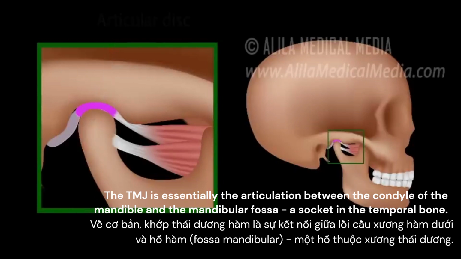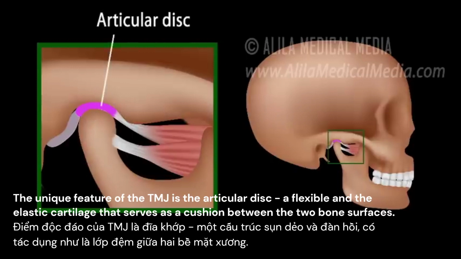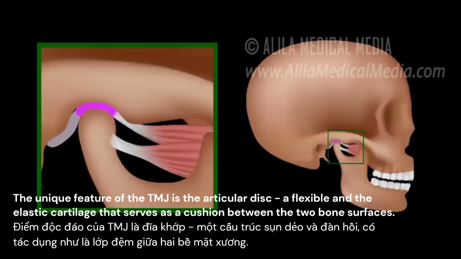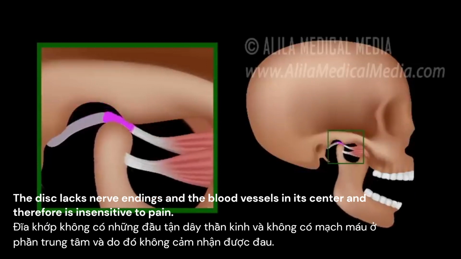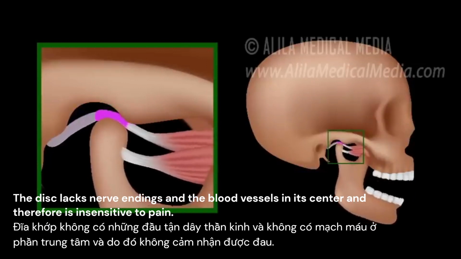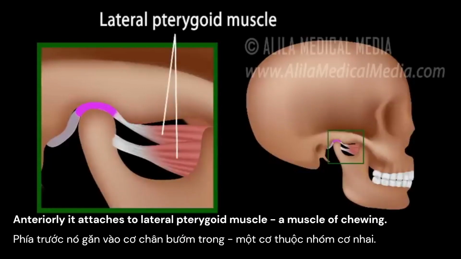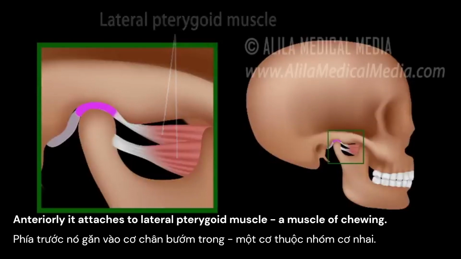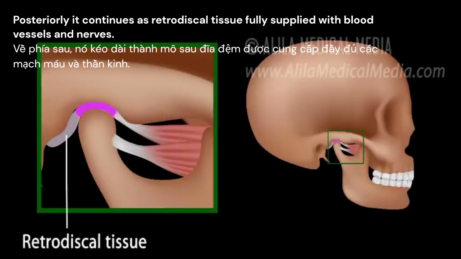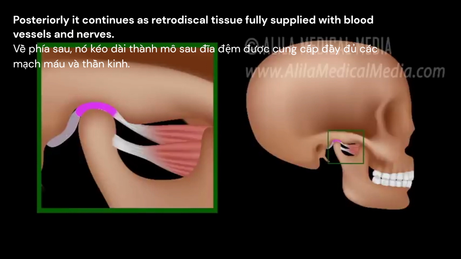The TMJ is essentially the articulation between the condyle of the mandible and the mandibular fossa, a socket in the temporal bone. The unique feature of the TMJ is the articular disc, a flexible and elastic cartilage that serves as a cushion between the two bone surfaces. The disc lacks nerve endings and blood vessels in its center and therefore is insensitive to pain. Anteriorly, it attaches to lateral pterygoid muscle, a muscle of chewing. Posteriorly, it continues as retrodiscal tissue, fully supplied with blood vessels and nerves.